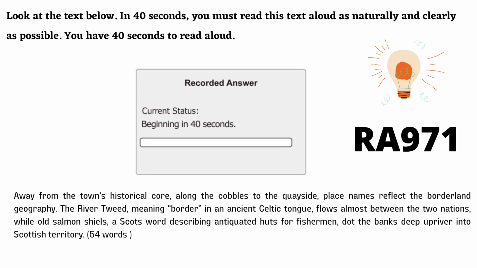Away from the town's historical core, along the cobbles to the quayside, place names reflect the borderland geography. The River Tweed, meaning border in an ancient Celtic tongue, flows almost between the two nations, while Old Salmon Shields, a Scots word describing antiquated huts for fishermen, dot the banks deep upriver into Scottish territory.